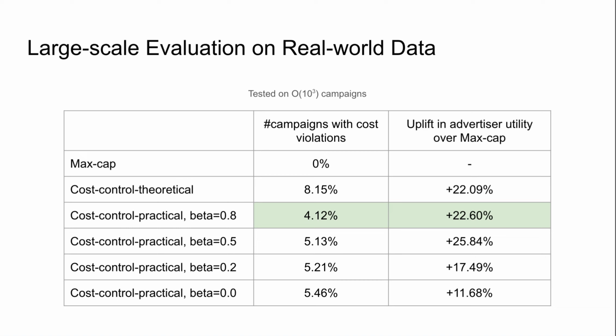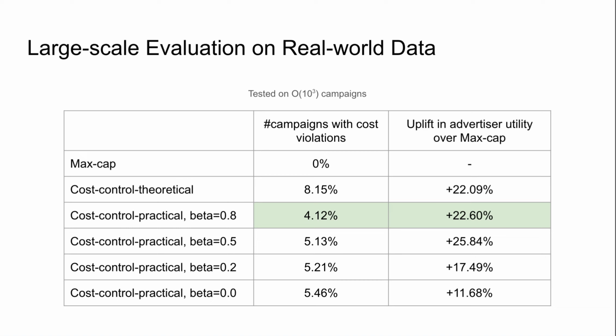For max cap, we can see that there are no campaigns with cost violations, which is expected. However, max cap also produces the lowest advertiser utility. Cost control theoretical violates the cost constraint on roughly 8% of campaigns, but it has an uplift of 22% in advertiser utility over max cap. Cost control practical for all values of beta reduces the cost violations significantly. For beta equals 0.8 in particular, the cost violations are reduced by 50% while producing the same advertiser utility as cost control theoretical.